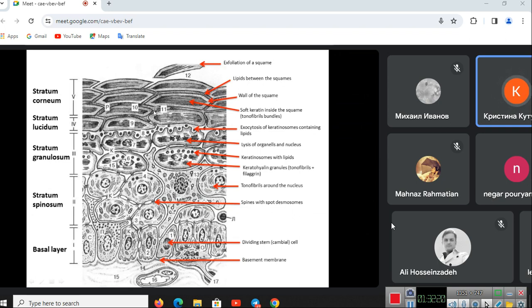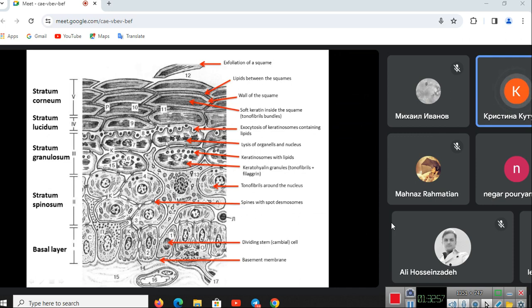So the surface layer of our skin has lipids between the squames. Lipids prevent water and bacteria from going through the epithelium. And lipids are produced inside keratinosomes. Keratinosomes are small granules not seen in light microscopy, only in electron microscopy. What happens to keratohyalin granules with tonofibrils and filaggrin, which are basophilic and large?